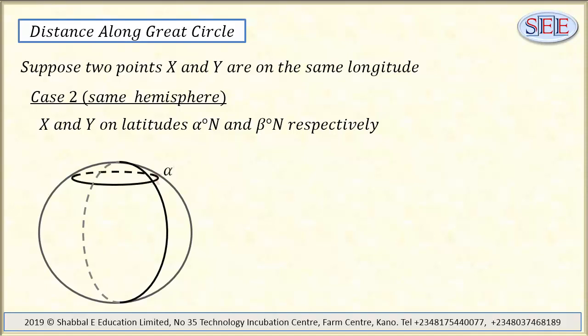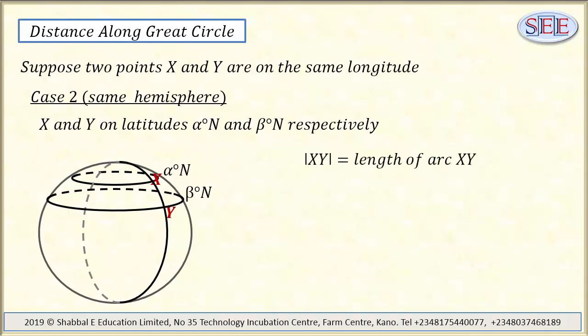and we mark the latitudes alpha north and beta north. Look at the two latitudes, and we mark the position of the x and y. So x is on latitude alpha degree north and y is on latitude beta degree north. The distance between x and y on the earth's surface will now be given by the length of the arc xy. Look at the arc that joined x and y along that common longitude, because that longitude is a cycle.